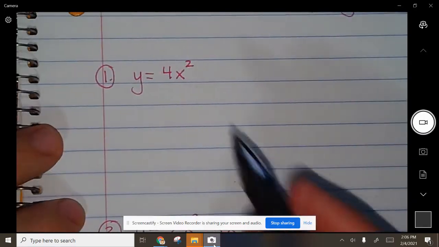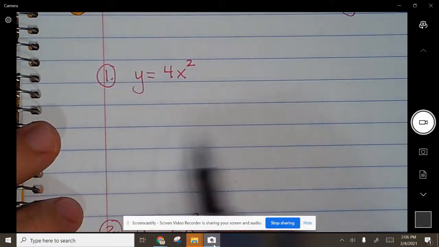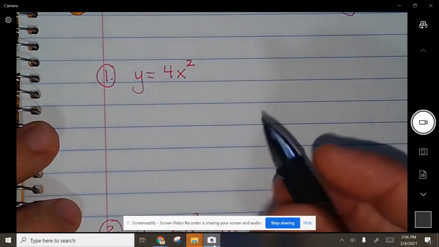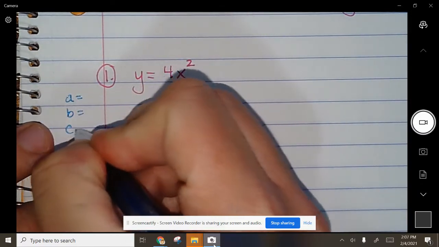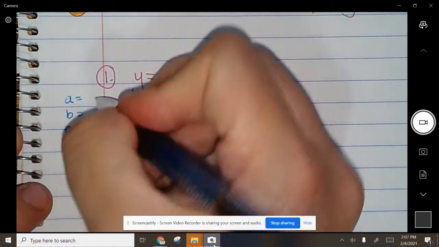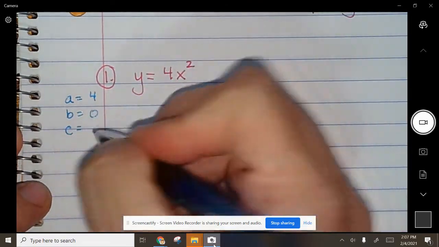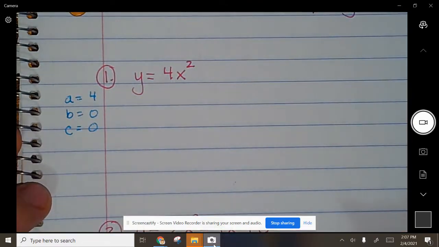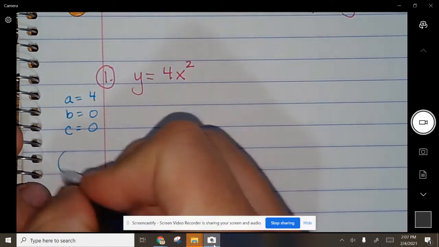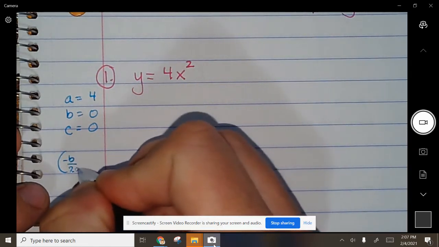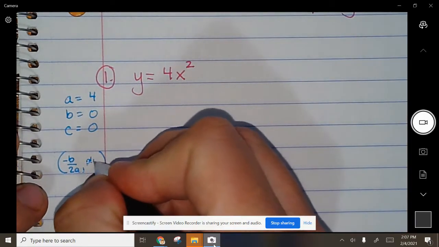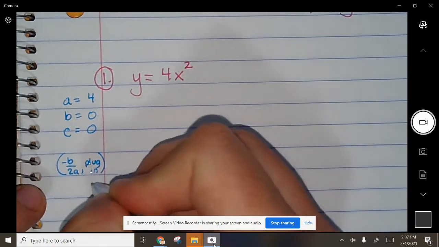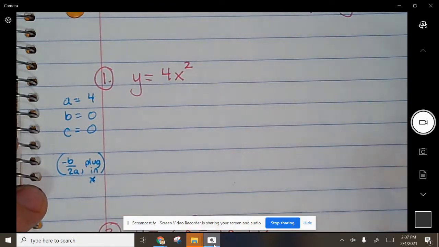Y equals 4x squared. And I'm going to use some space over here so I don't run out of room, which I usually do. But if I was to label this A, B, C, A is 4, B is 0, C is 0. So if I was to find the vertex, negative B over 2A, right? And how do I find the Y? You're going to plug in X and solve. That's what we did before, okay?